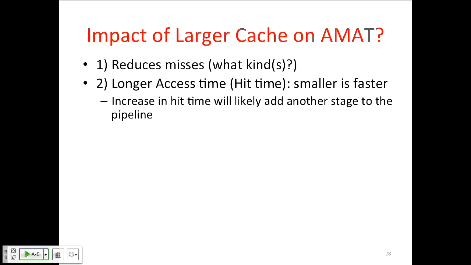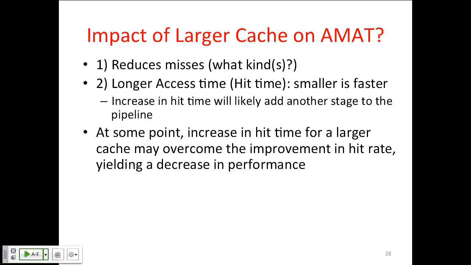However, the downside is you have a longer access time, so your hit time is going to go up. Bigger memory is a slower memory. If it gets too big, you need a second stage in your pipeline. It may take 2 clock cycles to access the memory instead of 1, and that'll have an impact on your performance. Or you might have to make the clock cycle time longer, which will also impact your clock frequency, and that'll also make it slower.